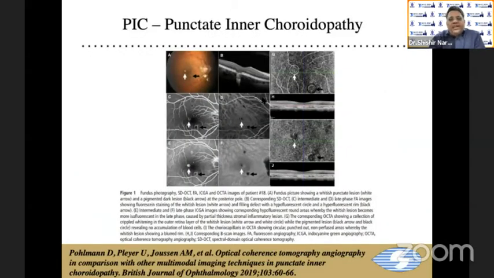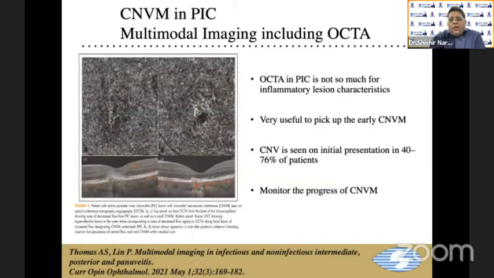So PIC is one entity which shows very small punctate lesions in the retina. They may be pigmented if they are healed, and sometimes if they are active, they'll be in this creamy color. But what is important is that there is not much to be seen here in terms of changes in the circulation in the choriocapillaris layer, but about 40 to 70% of these patients have got a choroidal neovascular membrane.